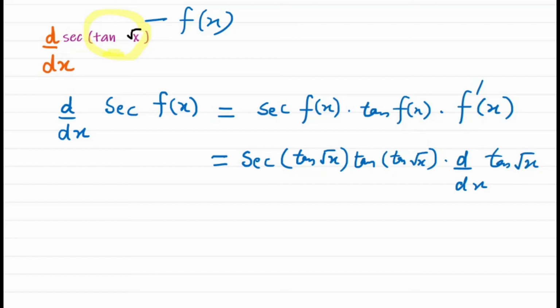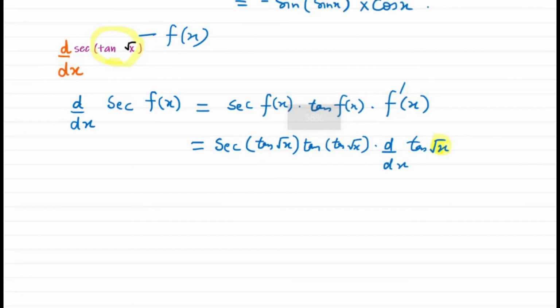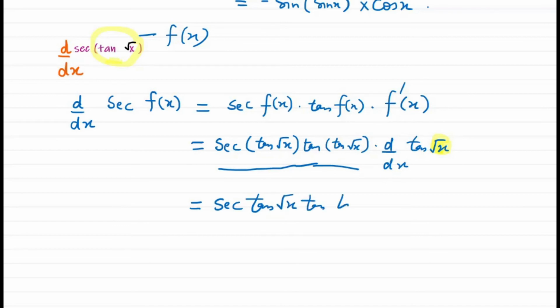Now again here you have to apply this chain rule, because the differentiation of tan x you know, but here again you have this root x. So here we have to apply this chain rule again. So this part will come as it is, up to this it will come as it is. So it is sec of tan root x and then tan of tan root x, all this will come as it is. Only now you have to do the differentiation of this part, so that will be here.